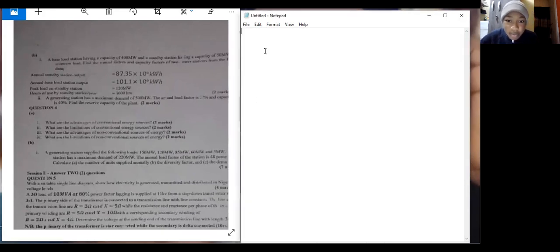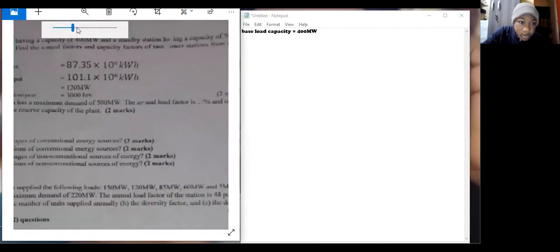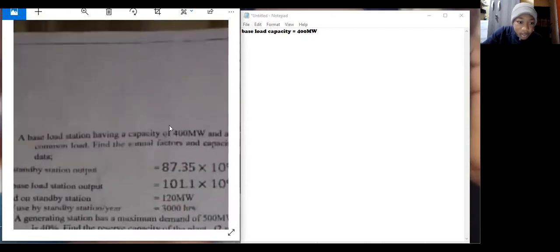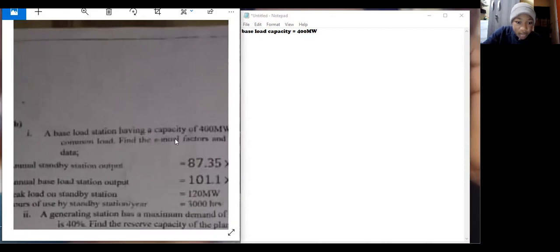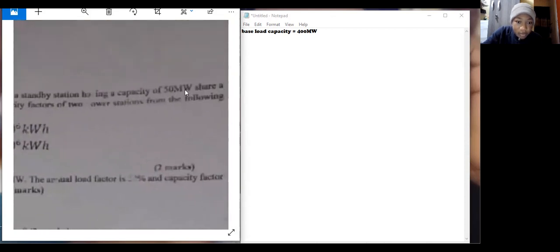The next one says, a base load station having a capacity of 400 MW. Now this is the calculation part. So let's say base load equal to 400 megawatts. So a base station is having that. Then let me zoom this a little bit so we get to see it better. Here it says a base load station having a capacity of 400 megawatts and a standby station having a capacity of 50 megawatts.